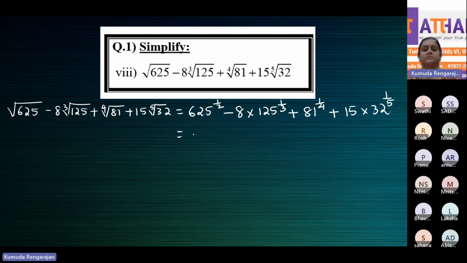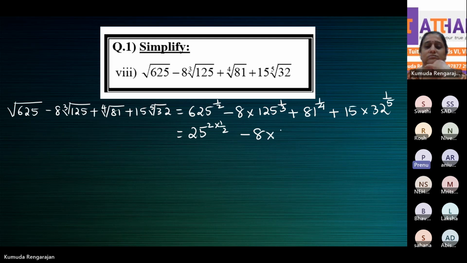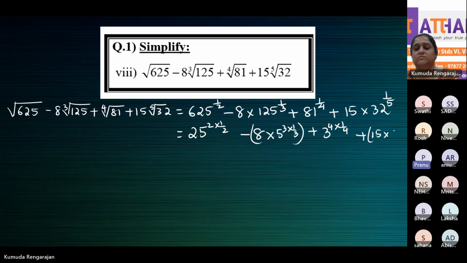Next step. When we express 625 in prime factors, we get 25 square, raised to the power 1 by 2, minus 8 into 125 expressed as 5 cube, raised to the power 1 by 3, plus 81 expressed as 3 to the power 4, raised to the power 1 by 4, plus 15 into 32 expressed as 2 to the power 5, raised to the power 1 by 5. Very good, Prenu. Next step.